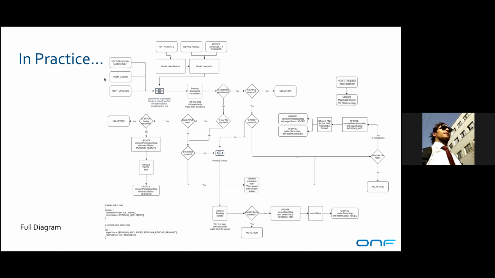Okay, so to get back to the failure example I made before, when we have a port added or updated event, it gets put into this queue and we process the event. There is no subscriber provision, but let's make the example that the default EAPOL flow is required. If the meter is not present, we send a request to create the meters, and then we put this event back in the queue.